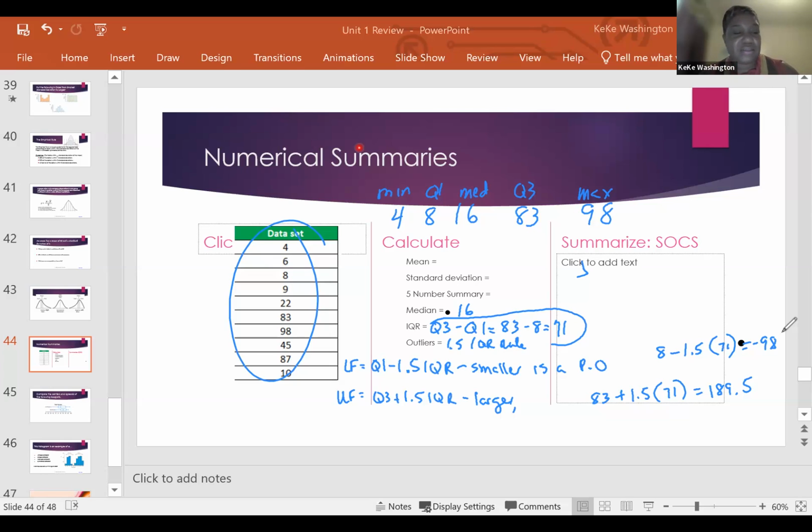Okay, Hannah? Hi, I'm confused on the IQR, because when I did it in my calculator, I got 75. And you are correct. I inverted the numbers, so thank you very much.